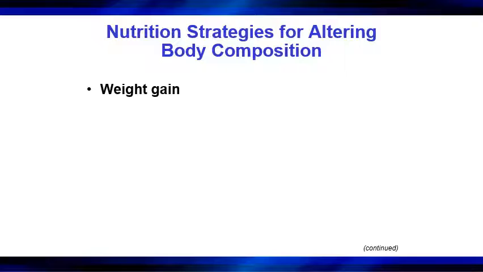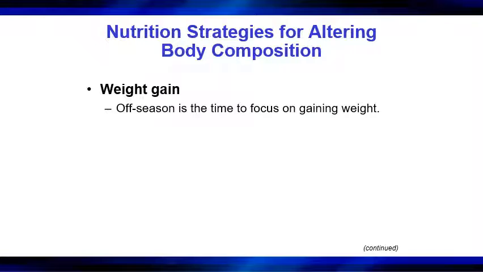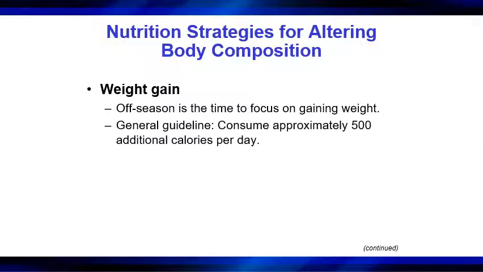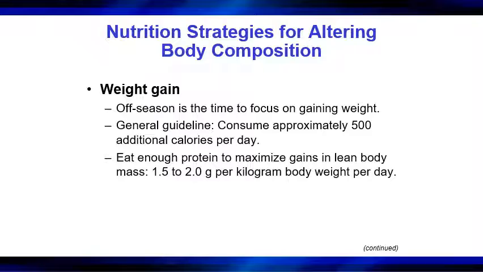So, nutrition strategies for weight gain. The off season is a good time to focus on gaining weight, because that's when you're going to be doing the bulk of your training. In conjunction with a strength training routine is really the best way to gain healthy lean tissue. You want to consume an additional 500 calories per day; that's approximately where you want to start. You weigh yourself to see where you're at. And you want to make sure you're getting enough protein to maximize gains in lean body mass.